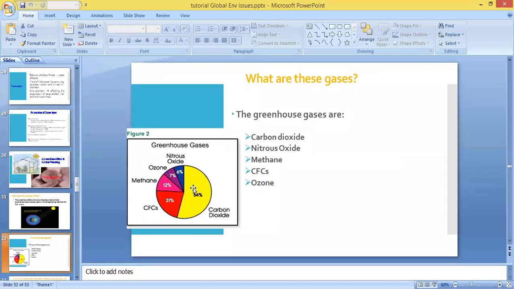So which are these greenhouse gases? The list is given over here: carbon dioxide, nitrous oxide, methane, CFCs, and ozone. But a very serious challenge you can see over here is that 54% of the greenhouse gas is comprised of just carbon dioxide. That is again a serious issue. 21% is CFCs, and the remaining is divided into different smaller proportions.